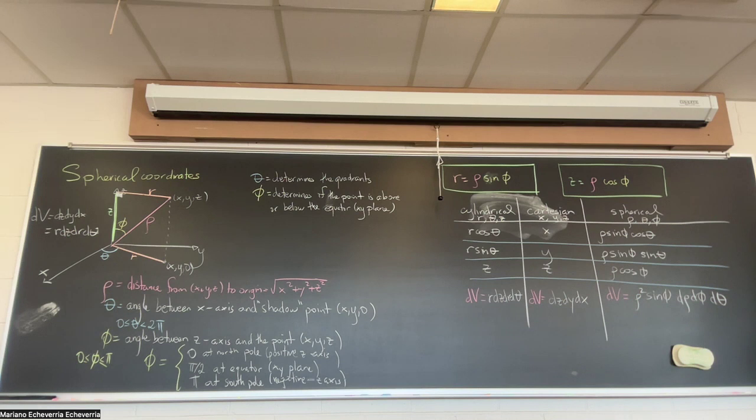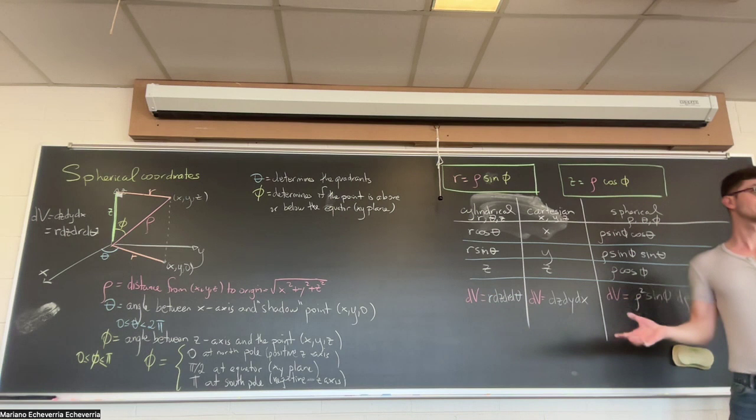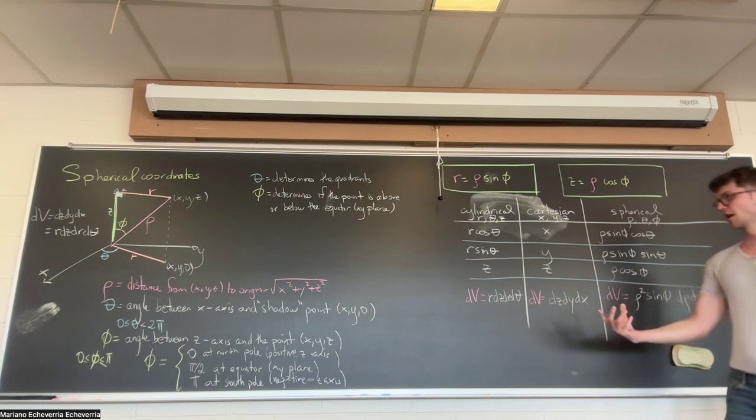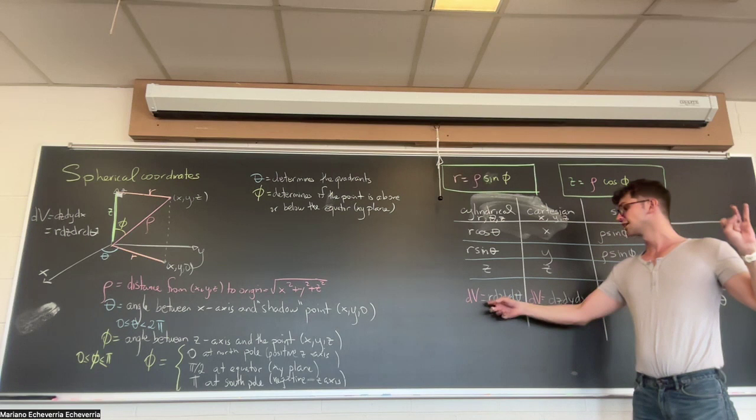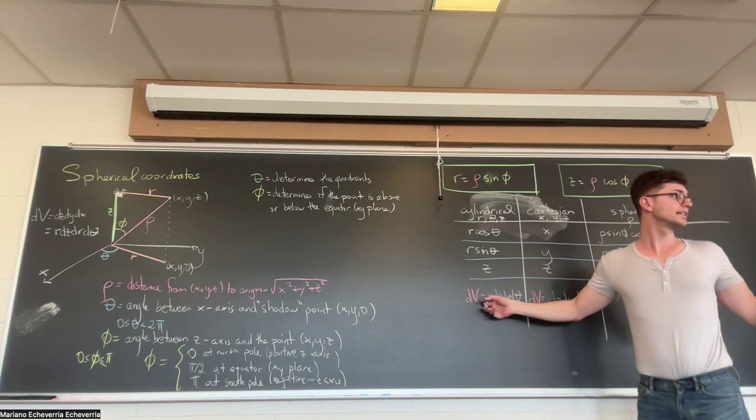Here's a way to think about this. Any of these represents volume, so it has to have units of length cubed. That's dimensional analysis, right? Then dz is length, dr is length, and there are no units to theta. So you get length squared from these first two variables, and then when multiplying by r, you get an extra unit of length. That's how you get to length cubed on this end.